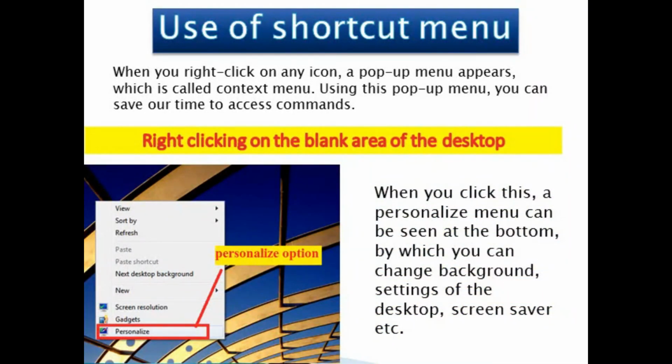Right-clicking on the blank area of the desktop. When you right-click on the blank area of the desktop, you will find a menu with the list of options. The Personalize menu will be seen at the bottom. Using the Personalize option, you can change the background, setting of the desktop, screensaver, appearance of icons, menus, message box, font and color, etc.